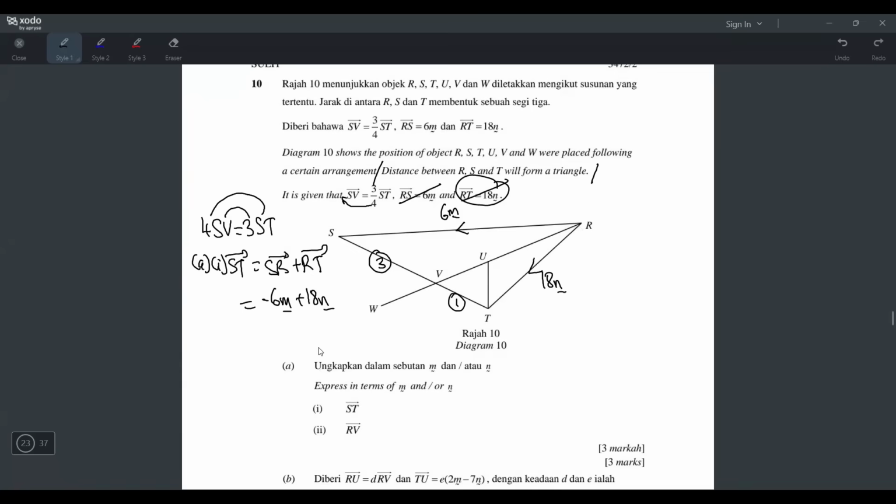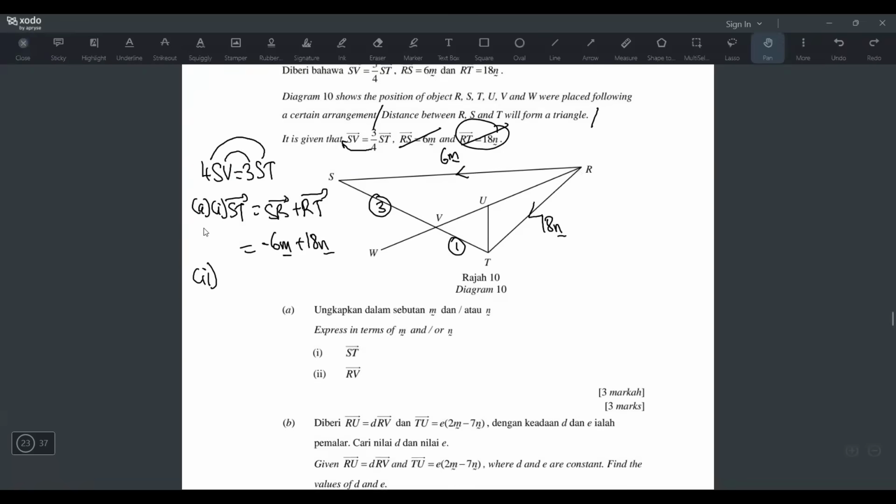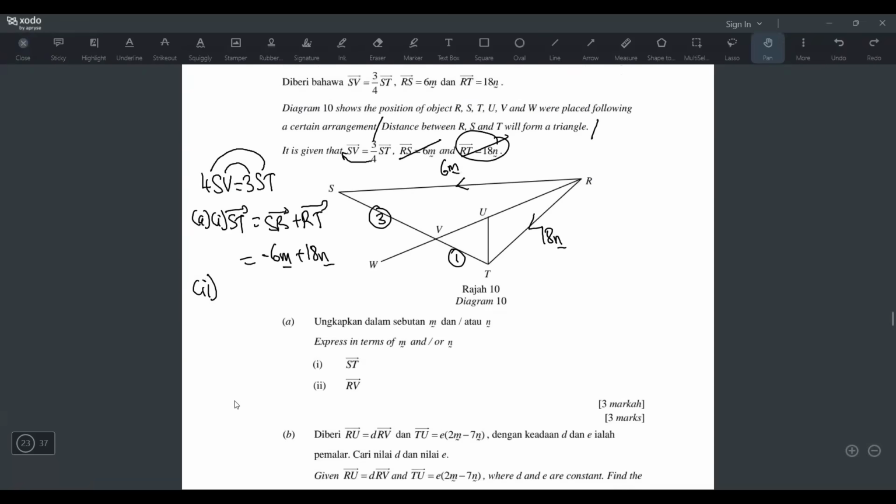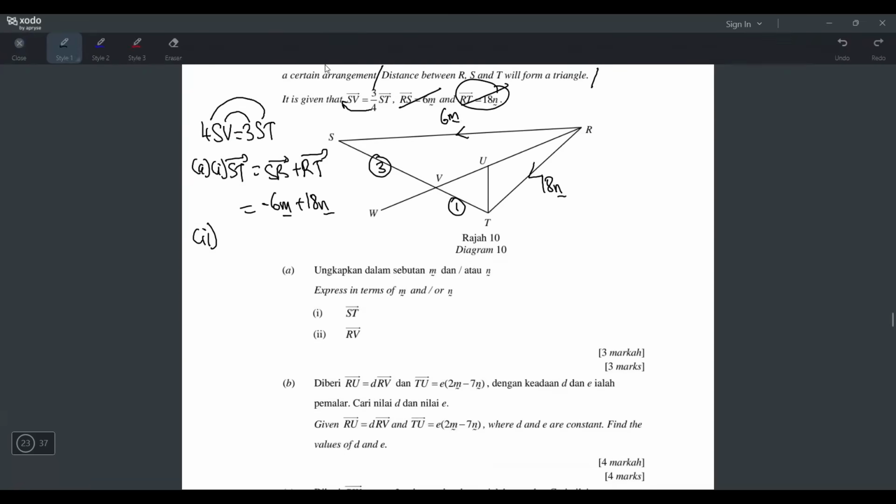So it's quite easy. Yeah, memang when you do a vector question, the part A mesti senang one. But when it's B and C, that is when students tak boleh buat. Usually part A senang one. Vector memang senang part A. Okay, let's do the second question. RV. RV is from here to here. So I think I have to jalan RT plus TV. Right? RT plus TV. Or you can jalan RS plus SV, boleh juga.